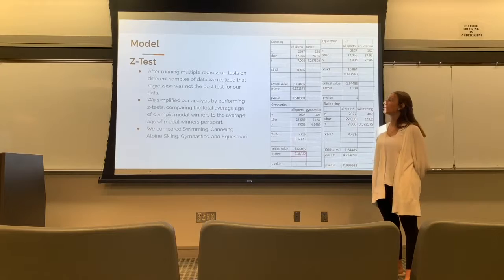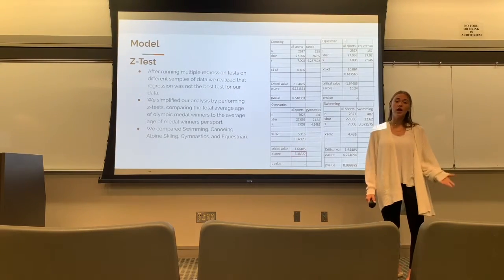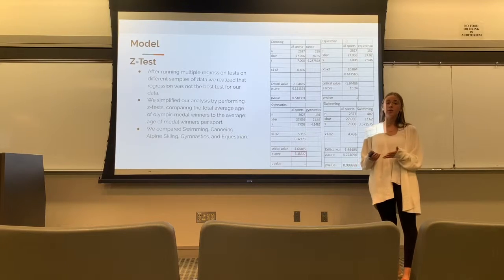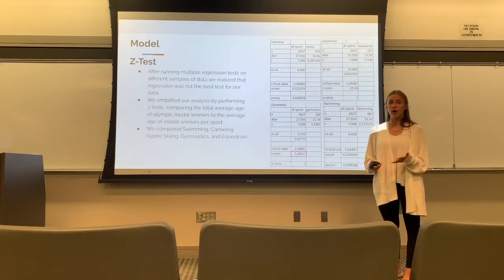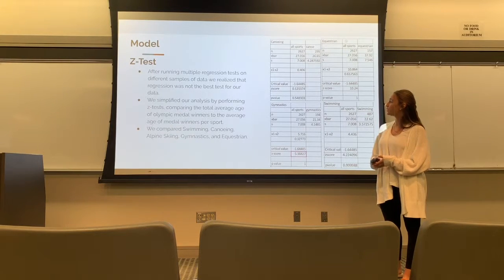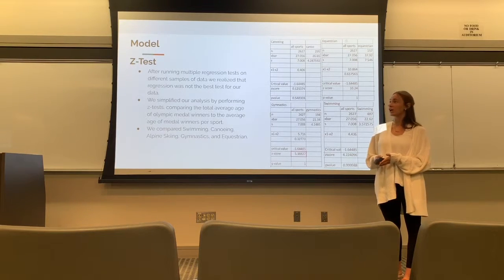So for the next part of our model, we decided to run z-tests. After running multiple regression and adapting that to try and fit our data better, we realized that it was not really bringing back the results we needed to prove our hypothesis. So instead we decided to run z-tests. We simplified our data by doing z-tests and comparing the total average age of sports.